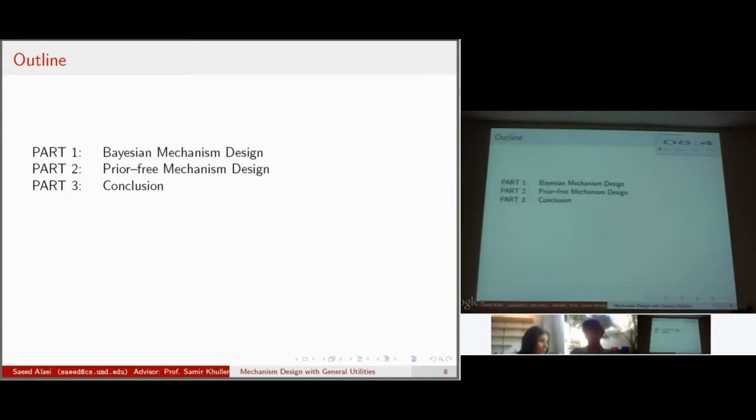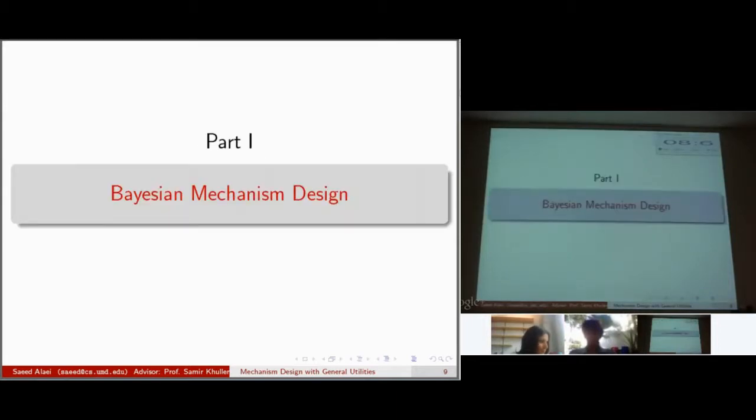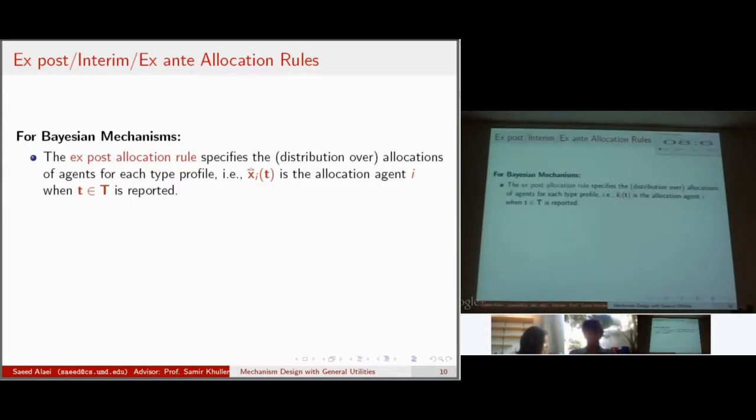Okay, so my talk has 3 parts. The last part is conclusion; technically, it's not a part. The first part is Bayesian mechanism design, the second part is prior free. Most of my talk will be the first part. For Bayesian mechanisms, we define 3 allocation rules: ex post, interim, and ex ante allocation. The ex post allocation rule is almost the same as the mechanism itself, minus the payment and some other attributes. It tells you for each profile of types, what is the allocation for each agent.